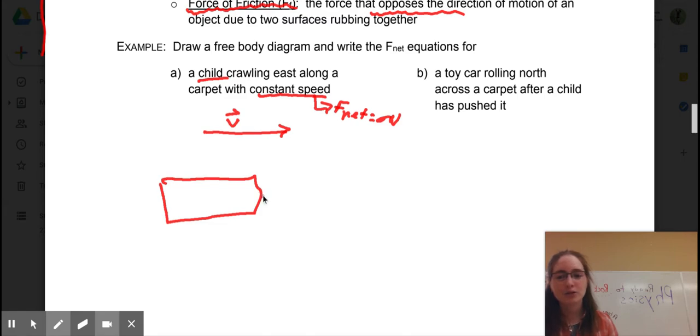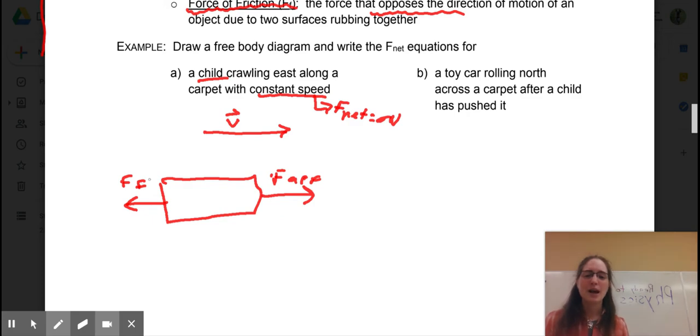So the force applied is going to be in the direction of motion. So that is our force applied. Now, force of friction is always in the opposite direction of motion. So you are going to draw your force of friction opposing motion. Now, you want the arrows to be approximately the same size. I know it's hard to do, but once again, approximate.